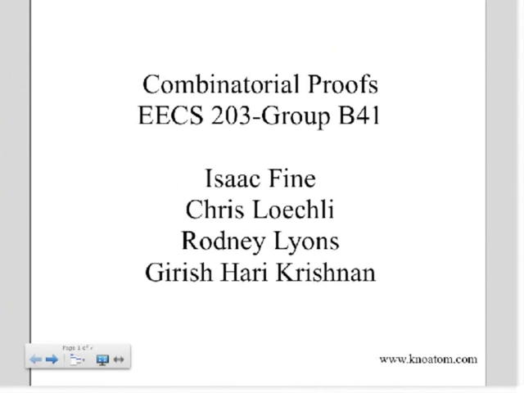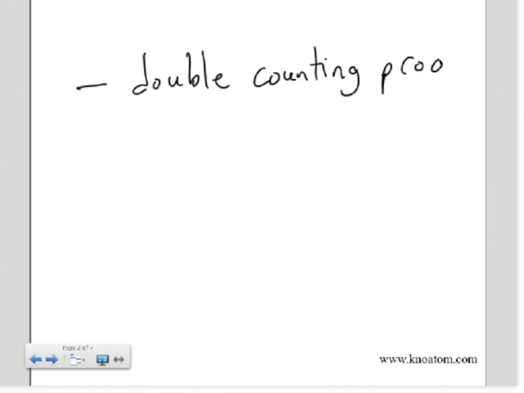Welcome everybody, we are group B41 and we'll be covering the topic of combinatorial proofs. A combinatorial proof of an identity could be done using two methods. The first method is double counting, and the second method would be using the bijective proof.